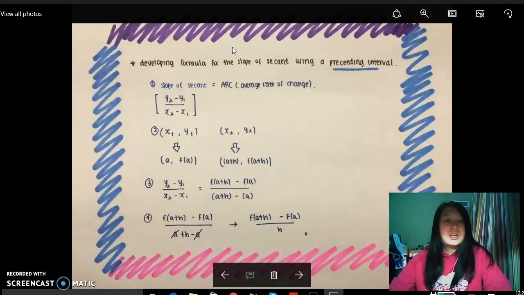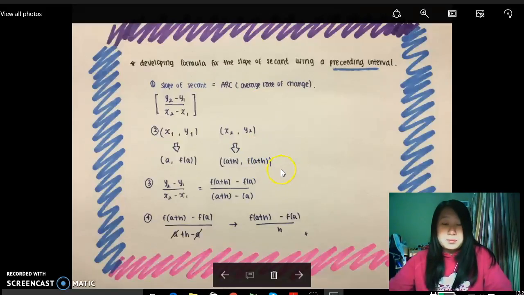To find the formula, we can use the usual average rate of change formula, which is y2 minus y1 over x2 minus x1. In this case, the x1 and y1 are represented by a and f(a), while the x2 is a plus h and the y2 is f(a plus h).